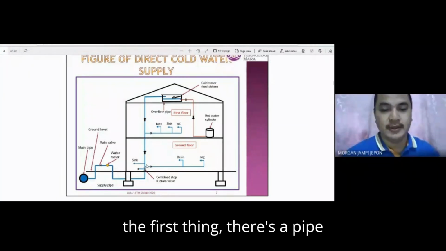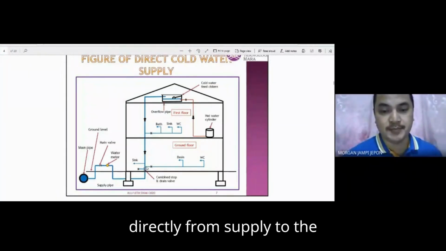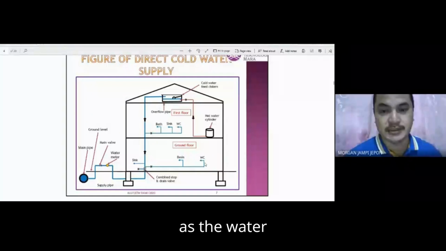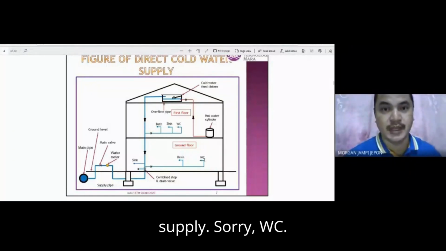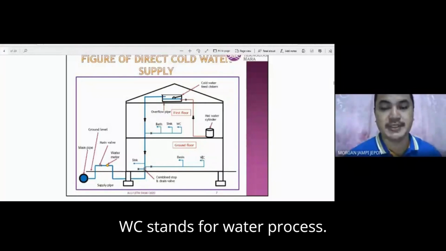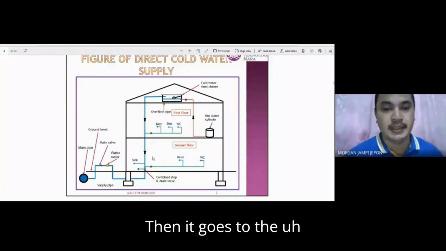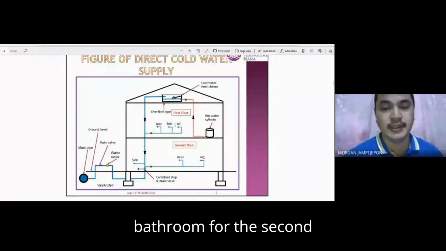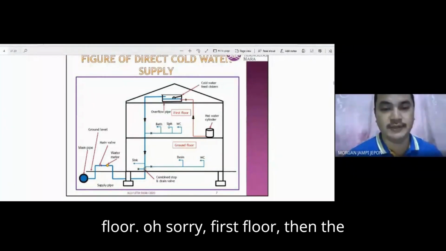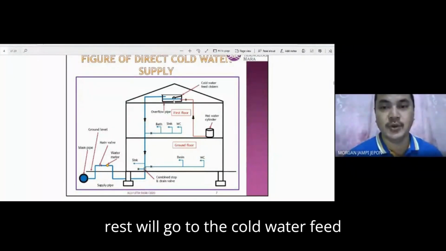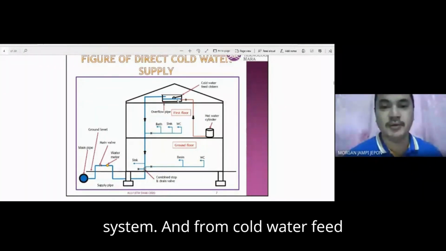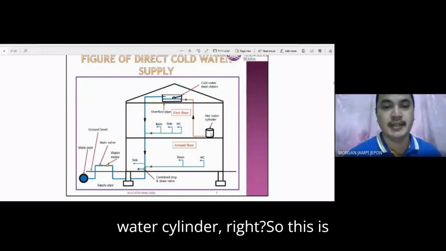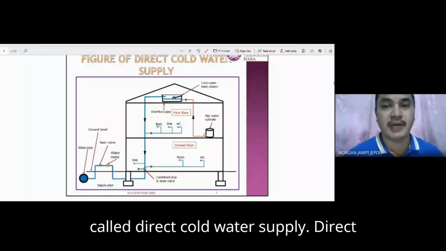The first thing, there's a pipe directly from the supply to the kitchen basin as well as the WC. WC stands for water closet. Then it goes to the bathroom for the first floor. Then the rest will go to the cold water feed system, and from the cold water feed system, the pipe goes to the hot water cylinder. So this is called direct cold water supply.